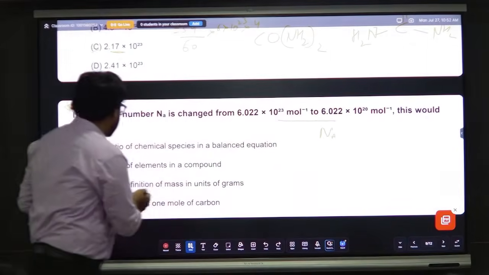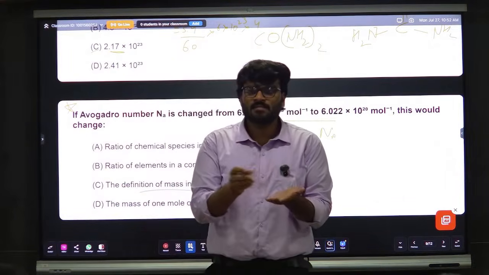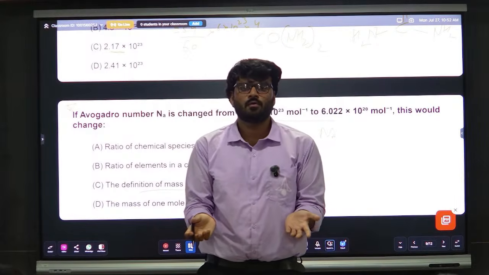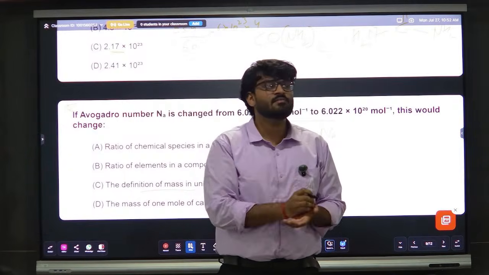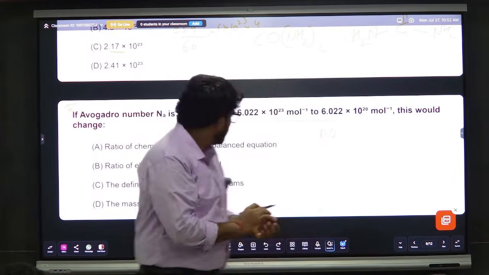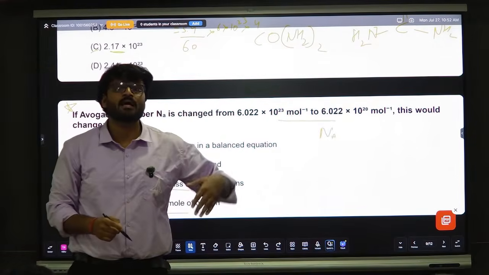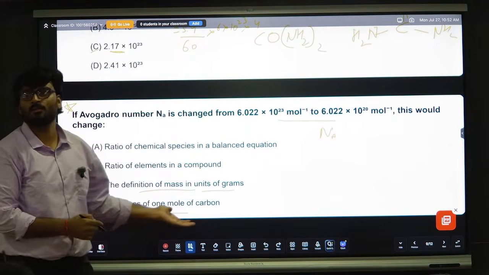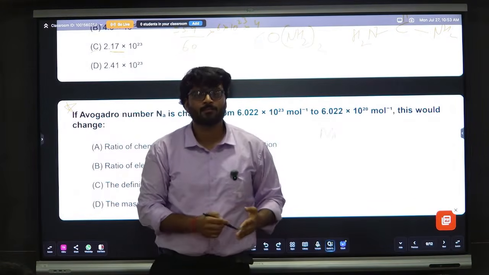The C option says the definition of mass in units of grams. Let's say I'm measuring 12 grams of something. If I change the value of Na, what will happen? Nothing will happen. My measuring scale in gram or kilogram will be the same. The only thing that will change is when we come to subatomic particles: protons, electrons, neutrons. Let's say the mass of 1 mole of carbon. When we define 1 mole of carbon, we say Na particles. If Na is changed, your mole definition will also change, no? The number of particles will be reduced. Initially it was 23, now 20. It is 1000 times less. Yes or no?